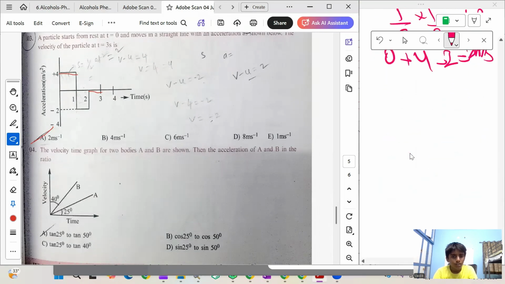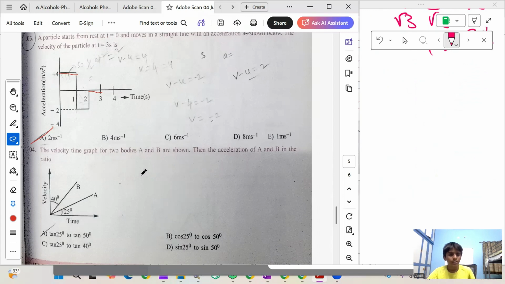Fourth question. The ratio of acceleration from the velocity time graph means it is the ratio of the slopes. If this is 40 and 25, this would also be 25 degrees. So total this angle is 50 degrees. So ratio of them is tan 25 degrees is to tan 50 degrees. Option A.